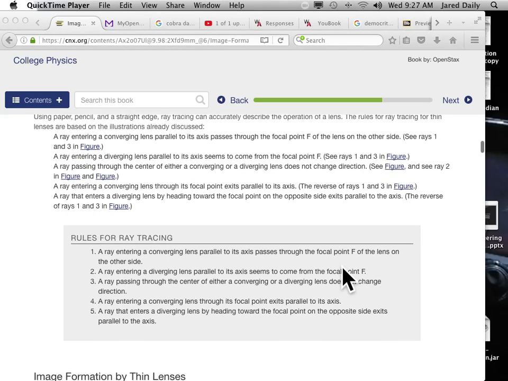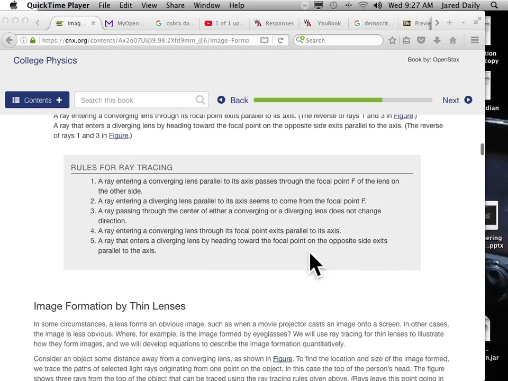So those are the two rules that we're going to use. And here they have them. A ray entering a converging lens parallel is going to pass through the focal point. A diverging lens is going to diverge as if it was coming from the focal point. And going through the center is not going to change direction.